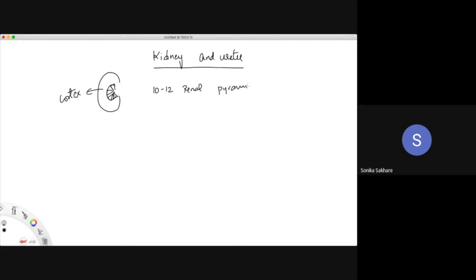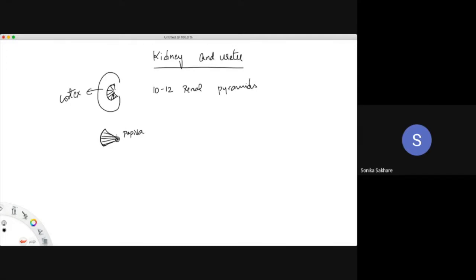The renal pyramid is placed like this. The wider base is at the cortex and the tip is at the medulla. The tip is called the papilla. Here, the collecting ducts all join at this point, which is called your papilla.